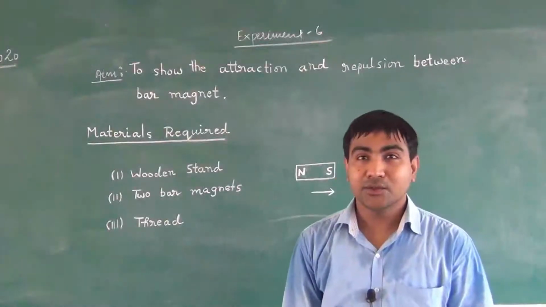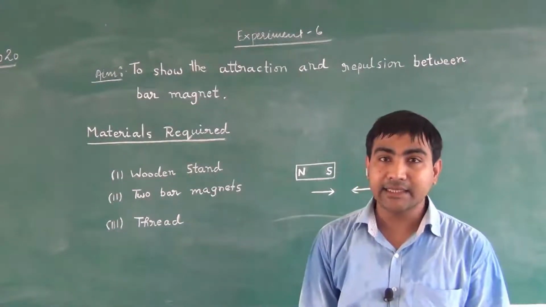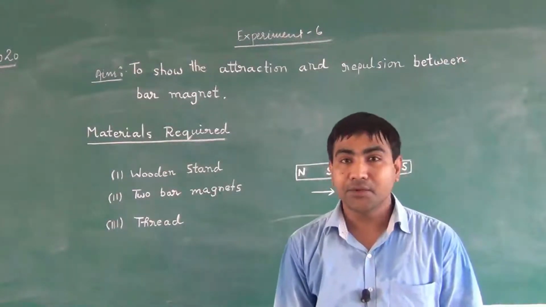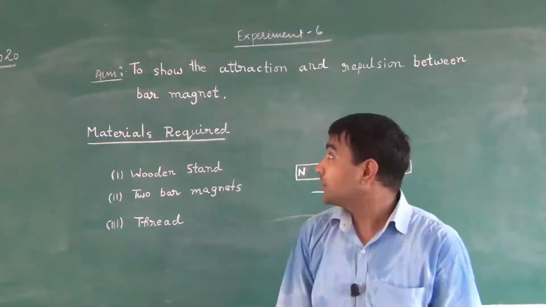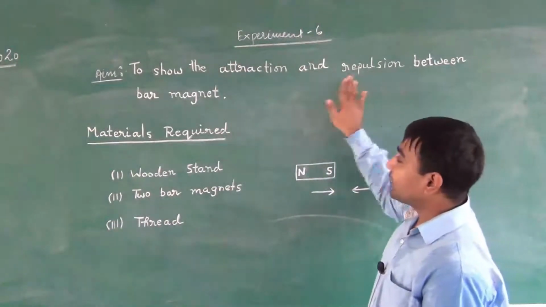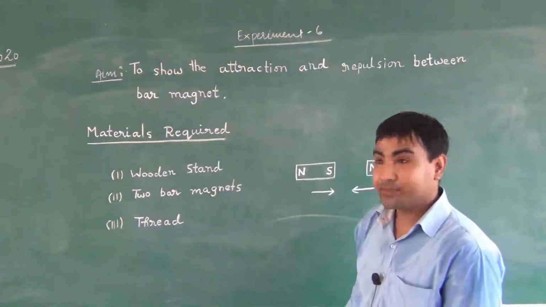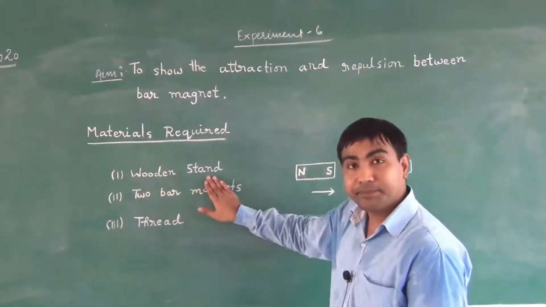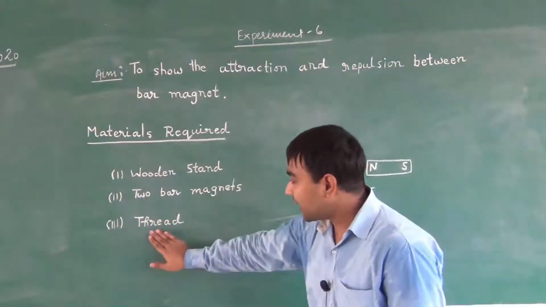Good morning students. Today we will conduct an activity of class 6 science chapter 13, Fun with Magnets. In this activity we will show the attraction and repulsion between bar magnets. For this activity we need a wooden stand, 2 bar magnets and a thread.